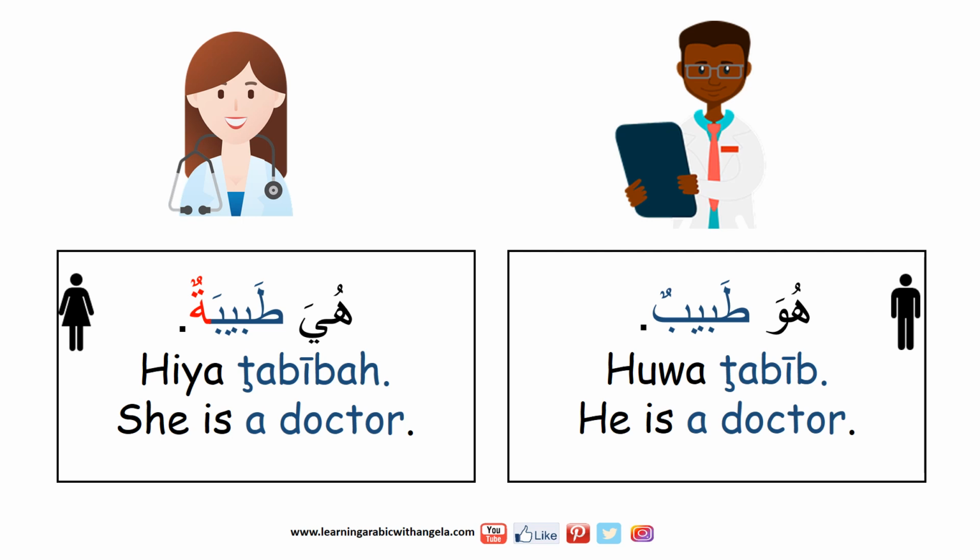To change it to feminine, we add ta marbuta at the end of the noun. So hiya, which means she, it becomes hiya tabiba. She is a doctor. And notice that we do not pronounce the ta before the full stop. So tabibatun becomes hiya tabiba. That's it. It's kind of silent because we have a full stop. Huwa tabib, he is a doctor. Hiya tabiba. Notice the difference in the sounds. Tabib, tabiba. So notice the ah sound at the end.